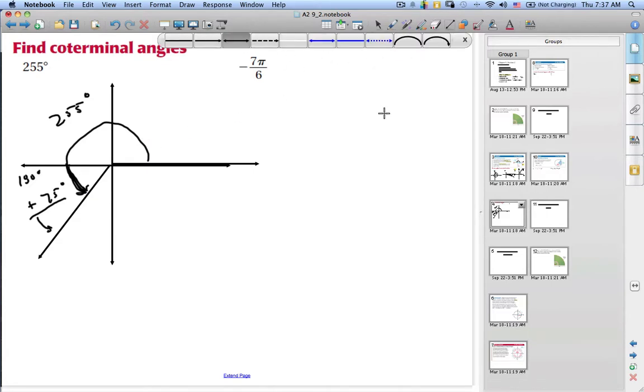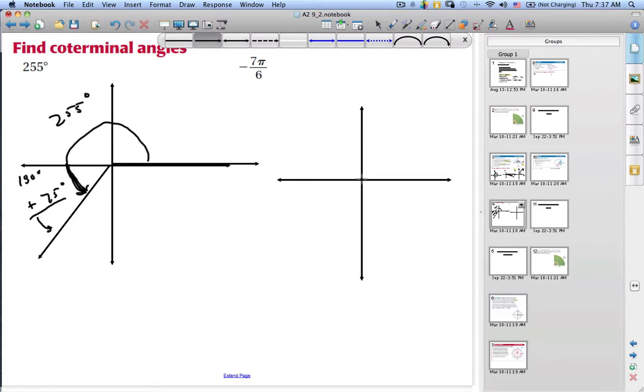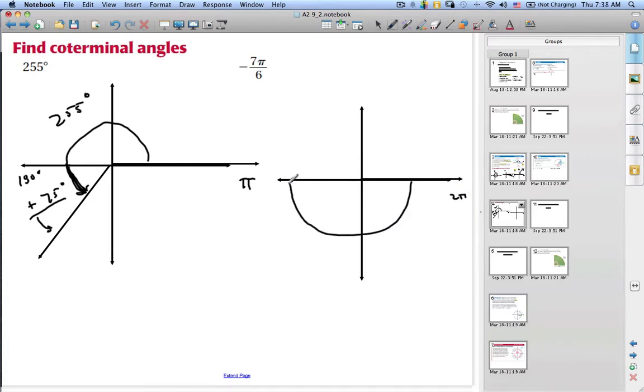All right, when I work with this angle, negative 7/6 pi, okay, it's a negative angle. That means I'm going to go clockwise instead of, normally we go counterclockwise. I start on my initial side. I know that this would be pi, so if I travel from 2 pi around this way, that's negative pi, and then I have to go 1 more sixth, okay, because it's 1 1/6 pi. And there we go.